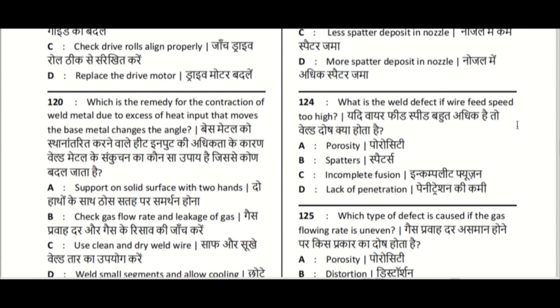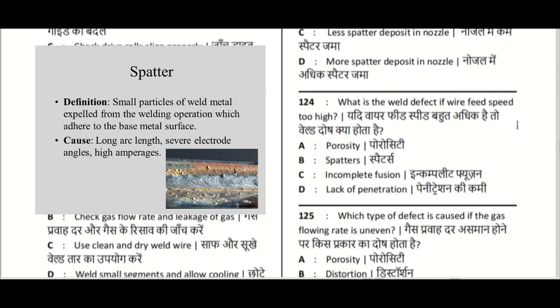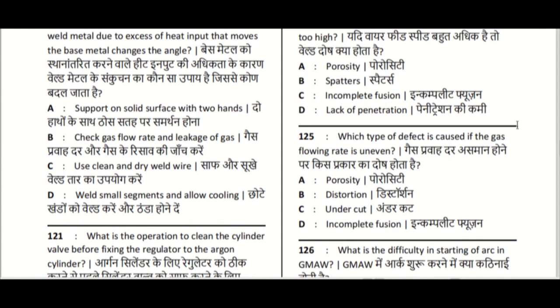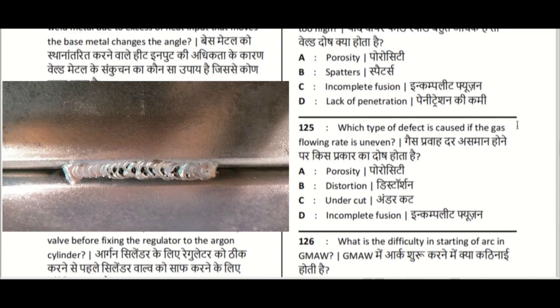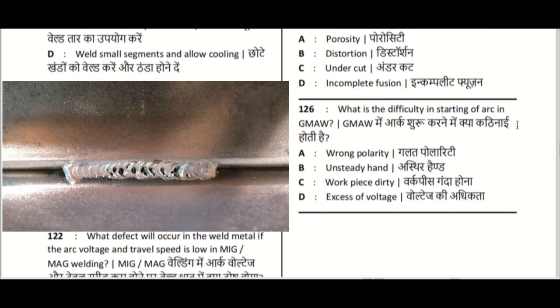What is the weld defect if wire feed speed is too high? That is spatter. Spatters will happen. Which type of defect is caused if the gas flow rate is uneven? Then porosity defect will happen.